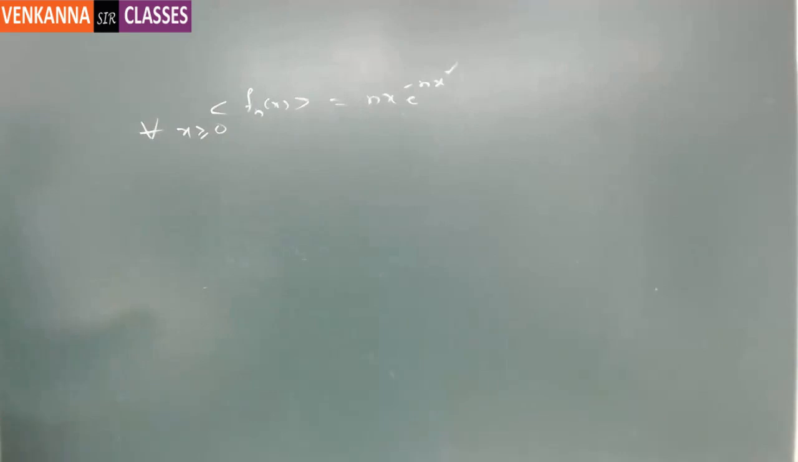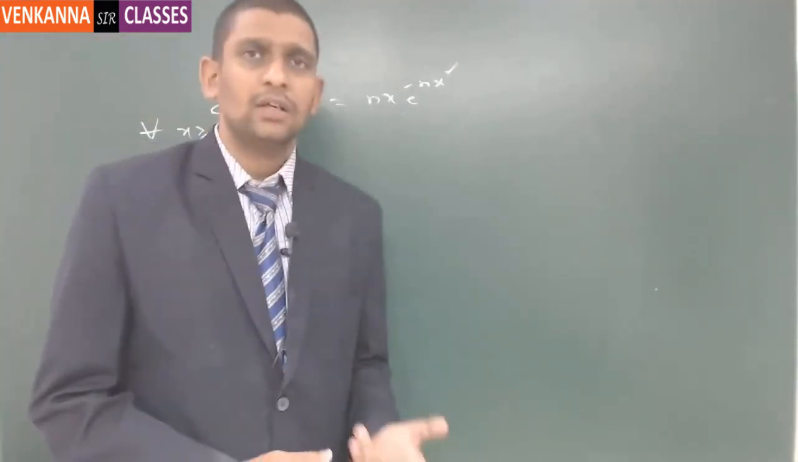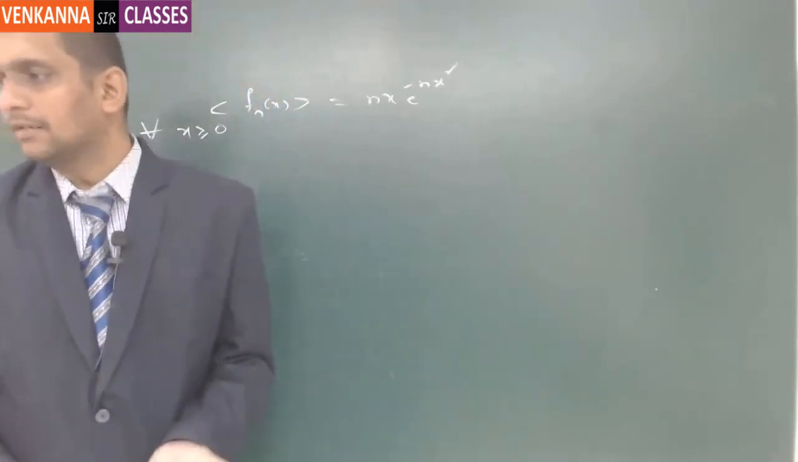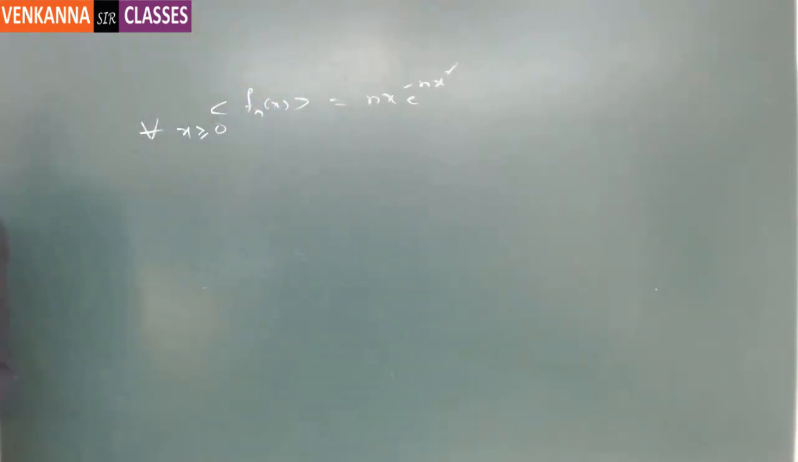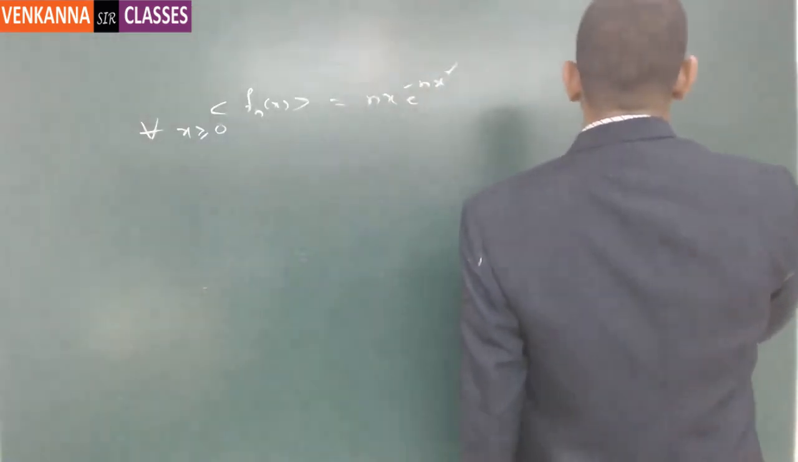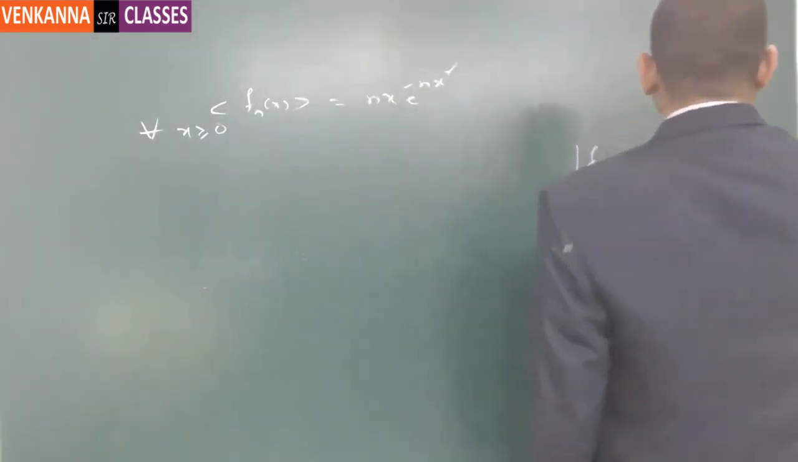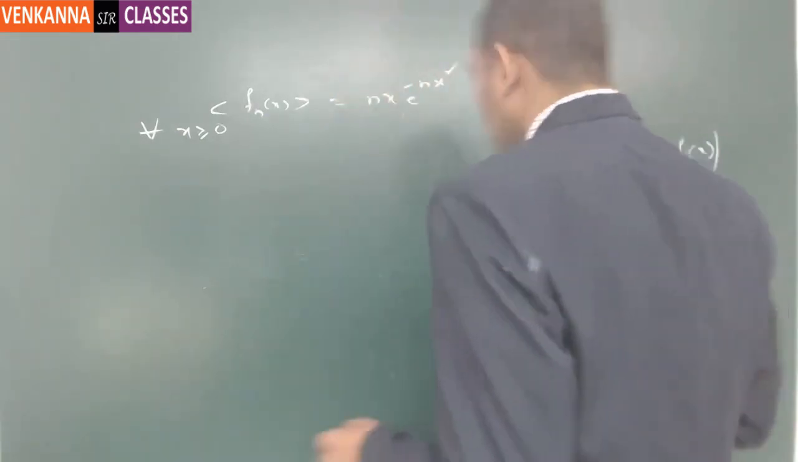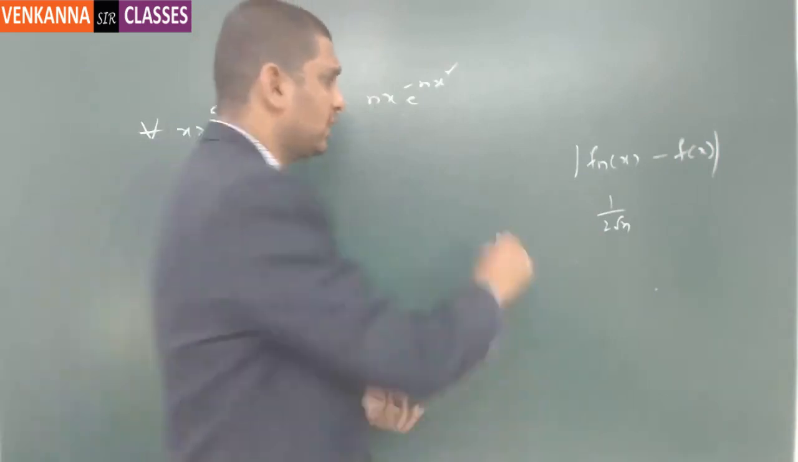The limitation for M-test is only the limit existence, isn't it? That's all. You are calculating the limit, right? If you are unable to determine mod fn of x minus f of x, that's it. See, earlier you have calculated mod fn of x minus f of x. You have obtained a function 1 by 2 root n. You know, limit n tends to infinity.